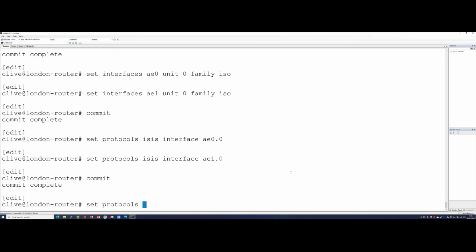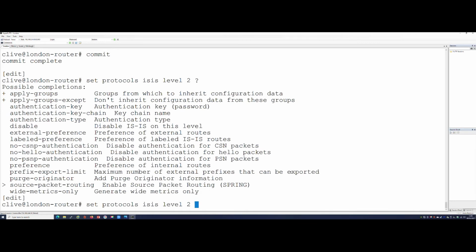Once we get deeper into IS-IS and a more complicated network, then I'll show you how it all works together. But for the moment, I'll just show you how we can disable it. So let's say we only want them to be level 1. So we do level 2, and let's look at our options. And look, we have disable on this level.